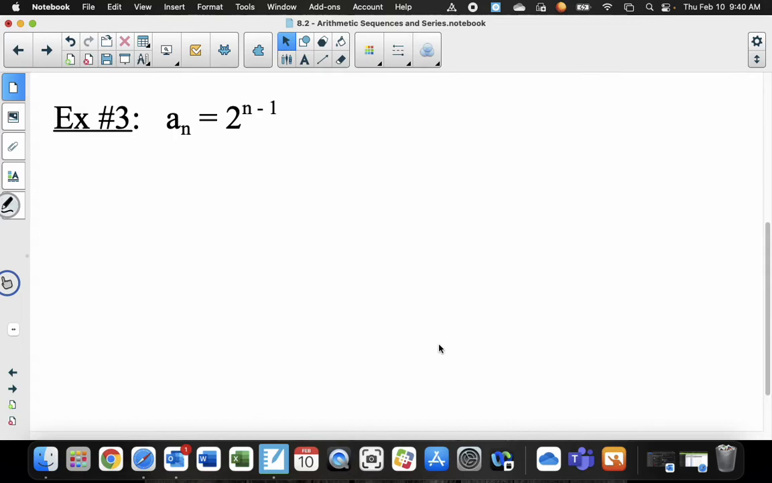So if I plug in 1, what do I get for an answer? I get 1. I get 0 as an exponent, and 2 to the 0 power is 1. Okay? If I plug in 2, what do I get for an answer? 2. I get 1 as an exponent. 2 to the first power is 2. Okay? Again, if this is arithmetic, what's the common difference? Yeah, it looks like we're going up by 1. But again, two numbers is not a pattern yet.